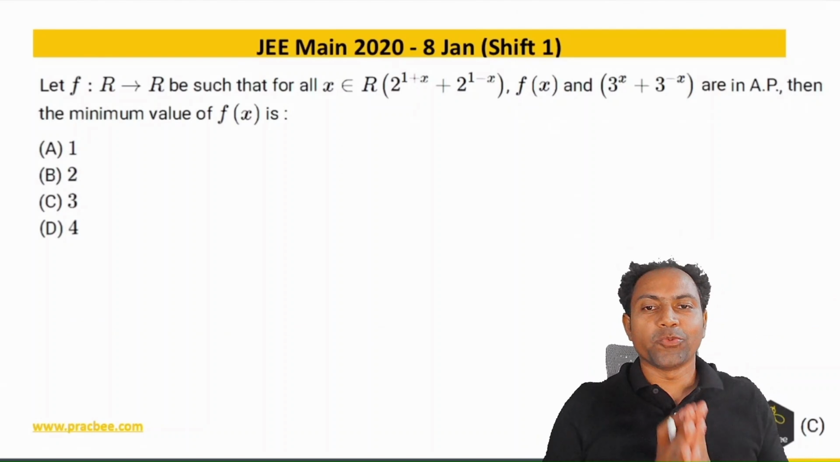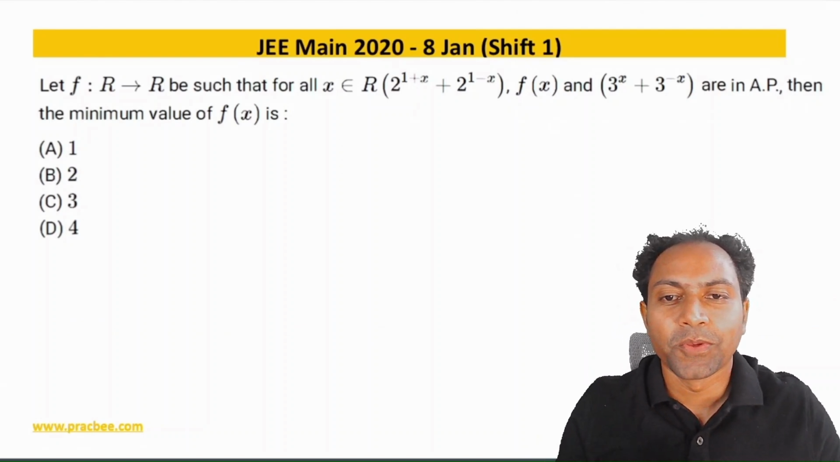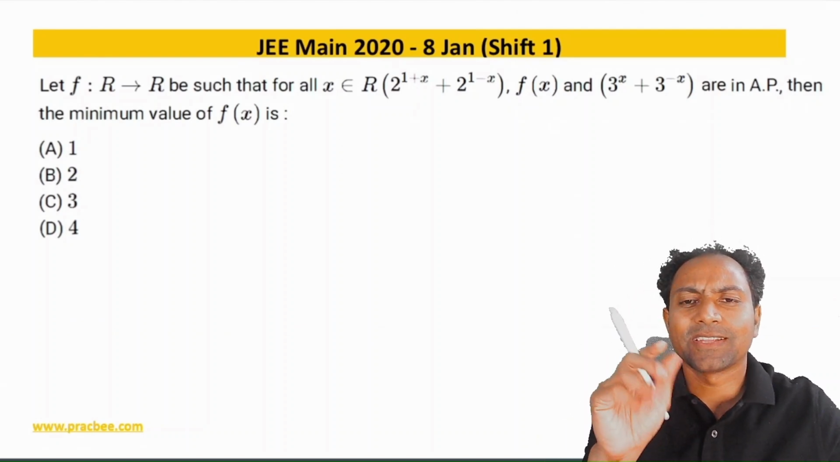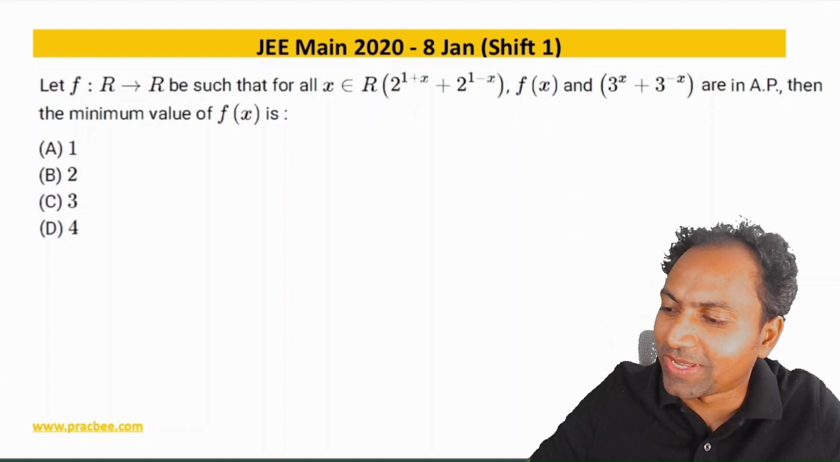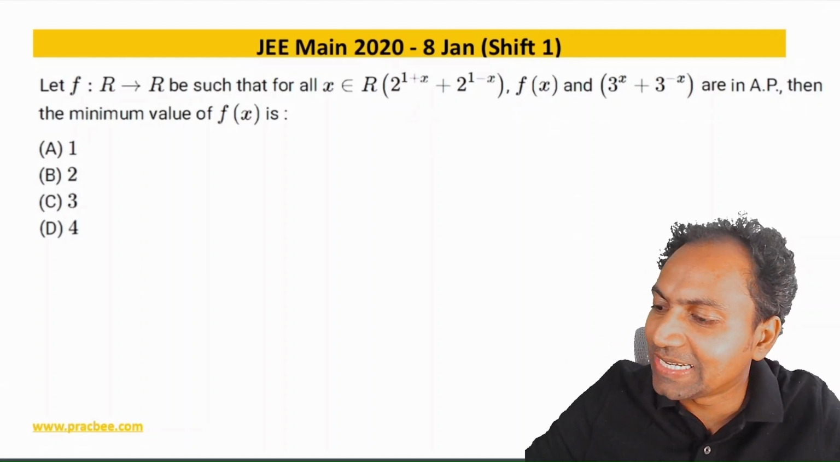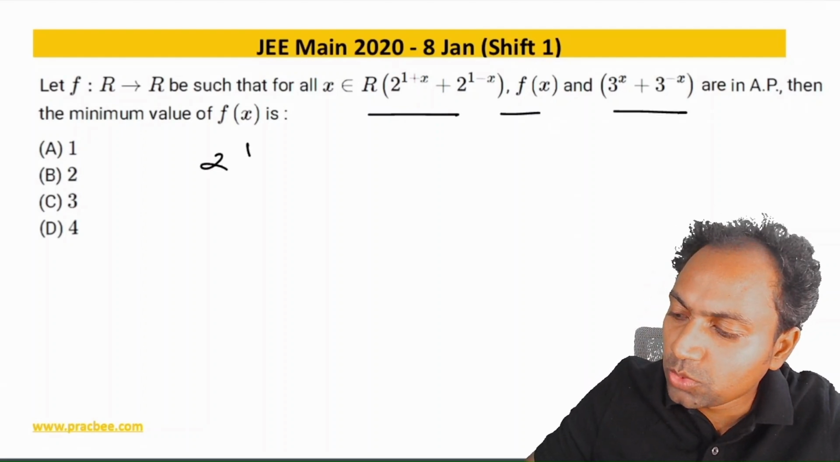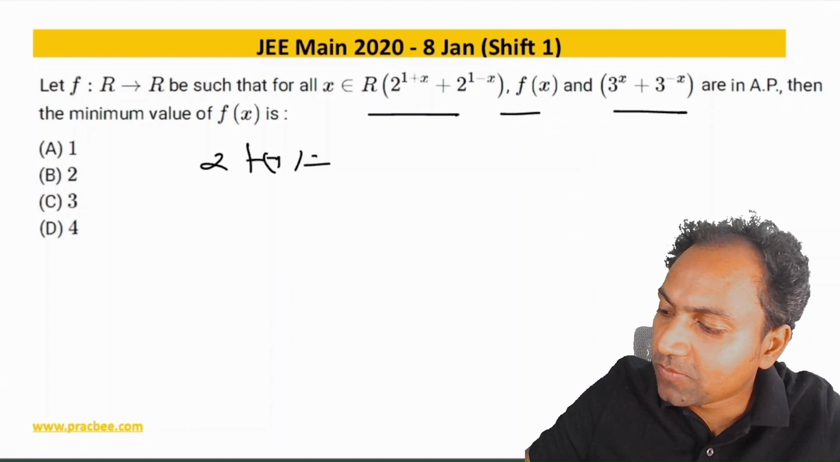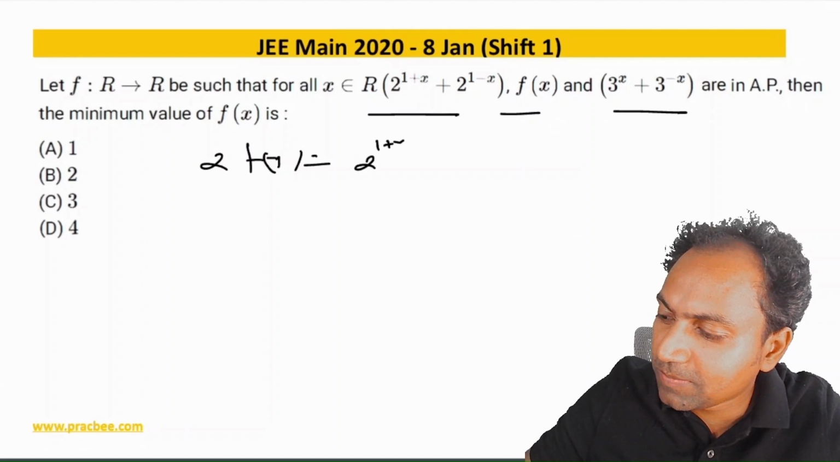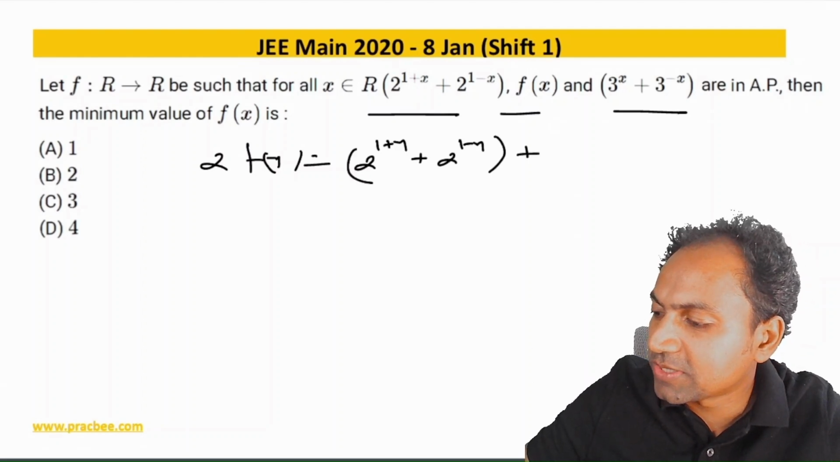Now let us look into one last question based on a similar idea. What you can see in this question is a mixture of 2-3 concepts. First, they are saying that the 3 terms given to us are in AP. So 2 times fx should be equal to 2 raised to the power 1 plus x, 1 minus x, this is the first term and the last term.